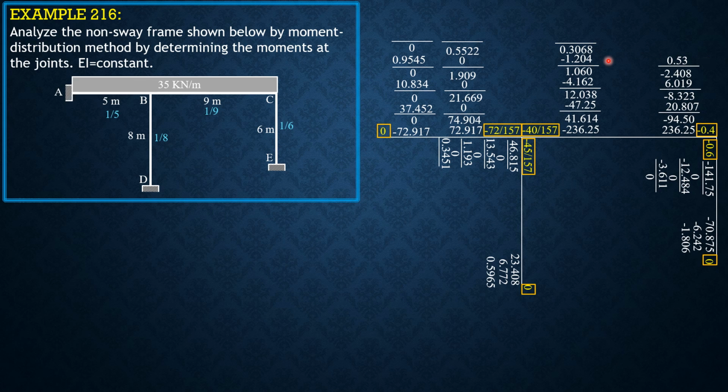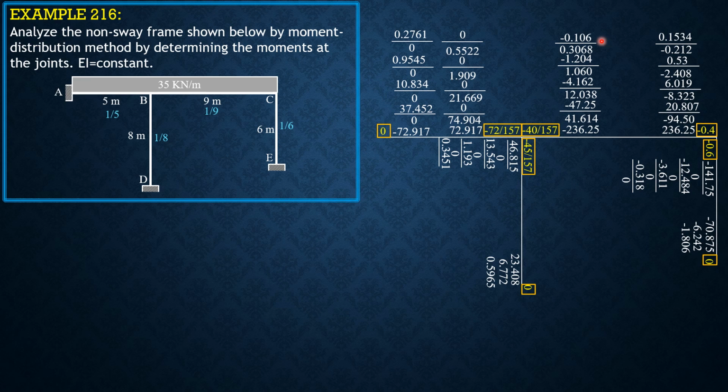Half of negative 0.212, negative 0.106, half of 0.3068 is 0.1534. Then here half of 0 is 0, then half of negative 0.318, negative 0.159. Half of 0 is 0 here, then half of 0.3451 here. Then distribute. Maybe this is the last round, so we have to lock it finally. Anyway, we ran out of space also, and this is considerable, but no small moment anymore.